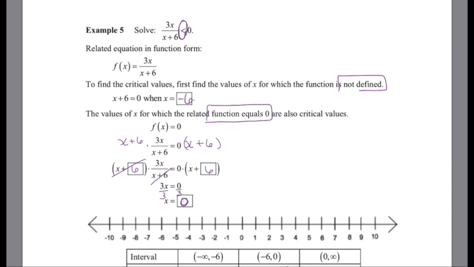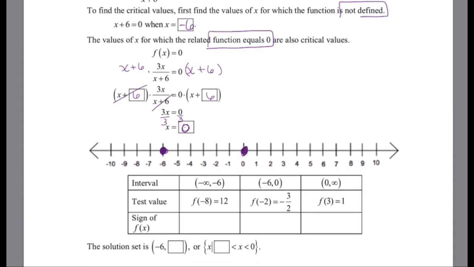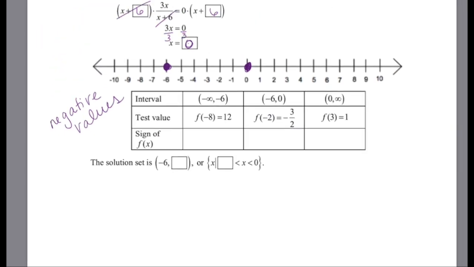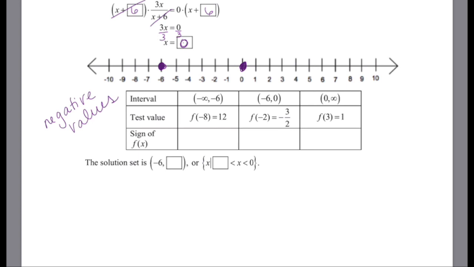So I have two critical values. My critical values are at -6, the value which would give me a 0 in my denominator, as well as 0 when I solve and set the equation equal to 0. I need to decide, again, we're looking for less than, so we're only caring about the negative values once we graph and what that might look like. And I think the graph's on the next page.